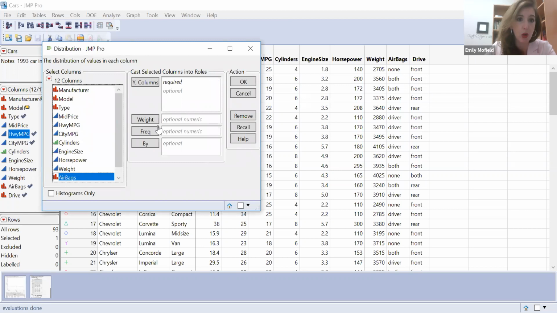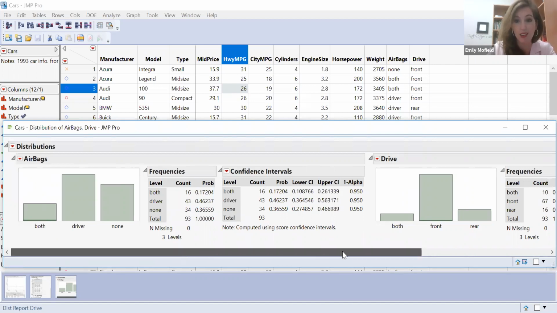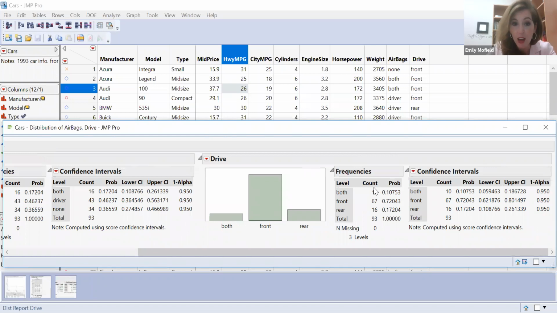So I'm going to just throw my airbags and my drive in here and look at what's going on. I've got 16 cars with both types of airbags, 43 cars with driver airbags, and then 34 cars with no airbags. And then I can look here at their frequencies on type of drive. Front wheel drive, there's a lot of cars, 16 cars with just rear wheel drive, and then 10 cars with both.